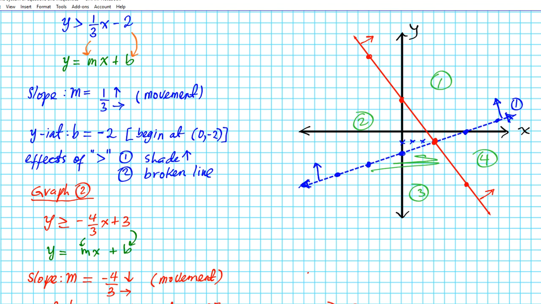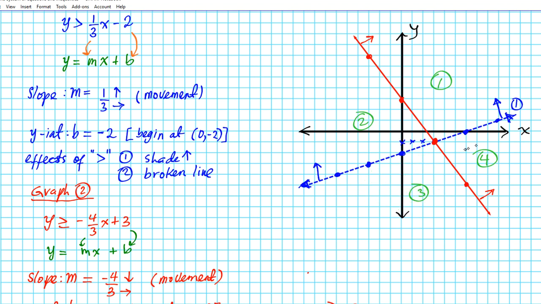Can we shade quadrant 3? Think about it for a second. The answer is no. Why? Because this arrow points above and this arrow points above, which tells us that any region below these two lines is not part of the solution region. So we cannot shade 3.